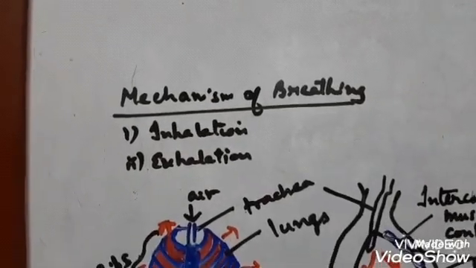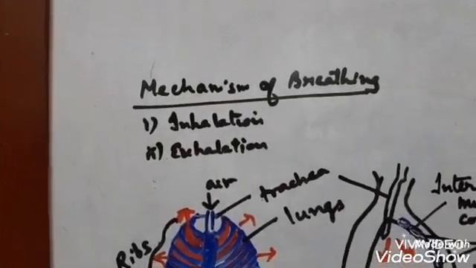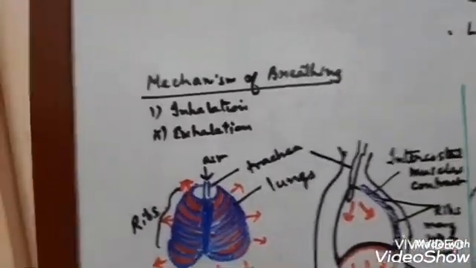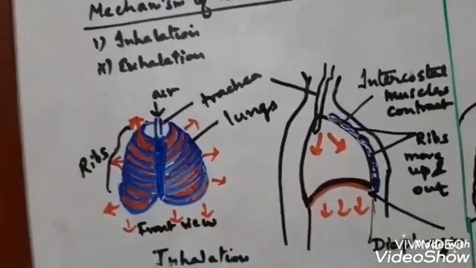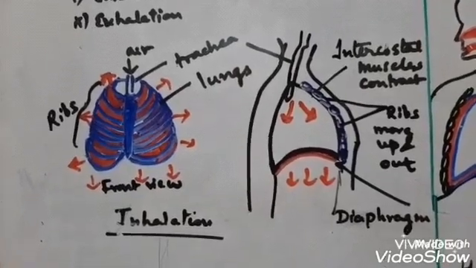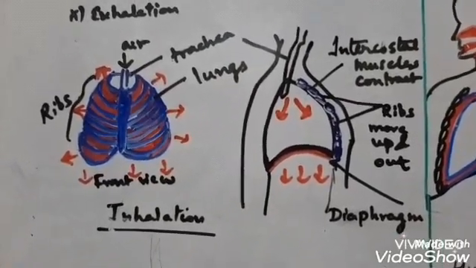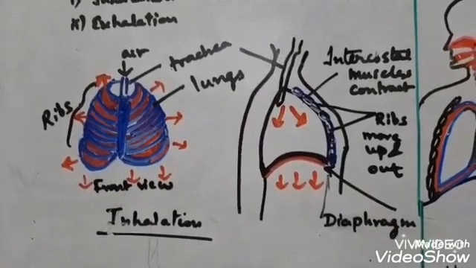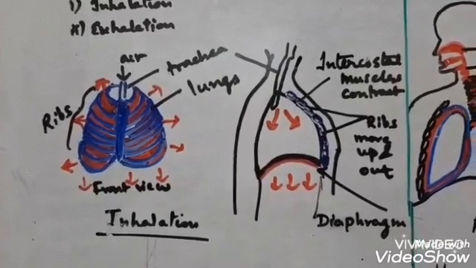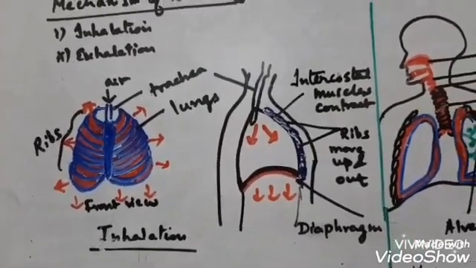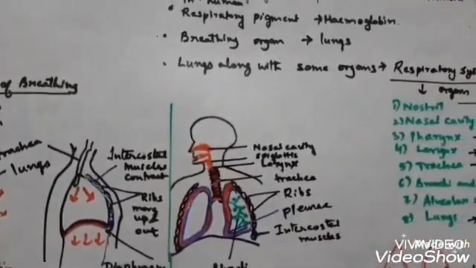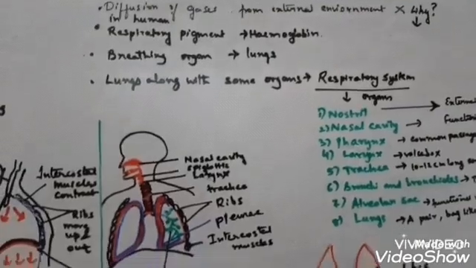Now let me describe the inhalation or inspiration first. You have to know what exactly happens to the intercostal muscle, the rib cage and the diaphragm. These three structures play a role during inspiration and expiration. Now what is the intercostal muscle, what are the ribs and what is the diaphragm? Let me first describe them, then you can understand the mechanism of breathing. Just now I told you that I will tell you about the keywords: diaphragm, intercostal muscle and rib cage.